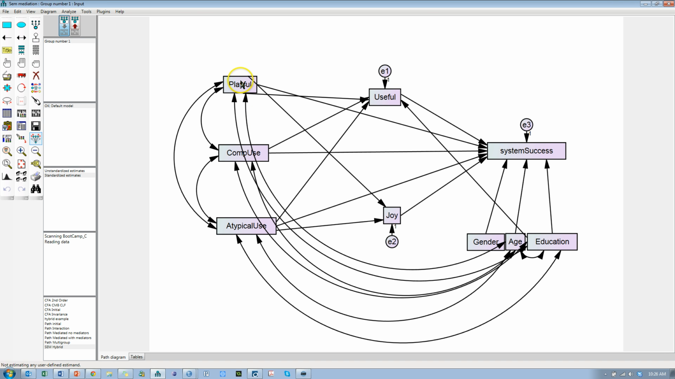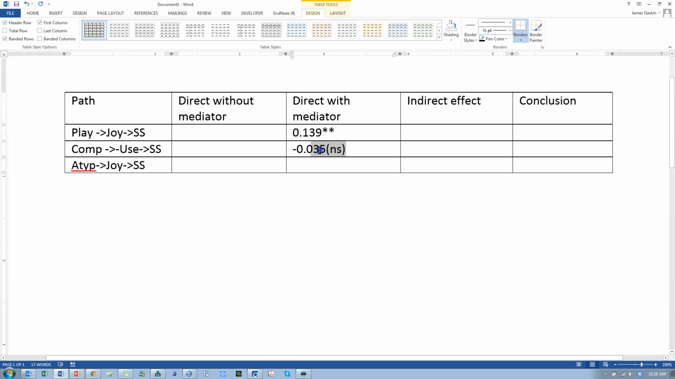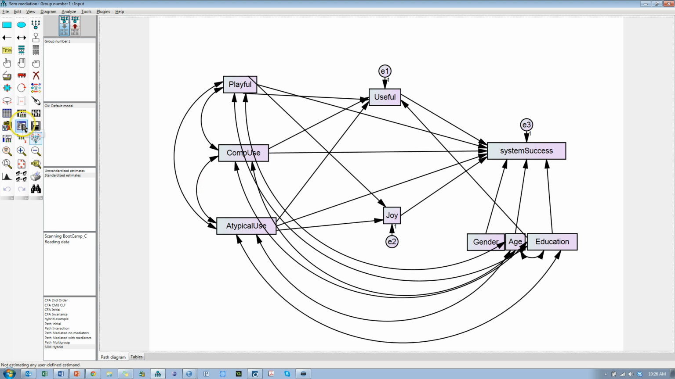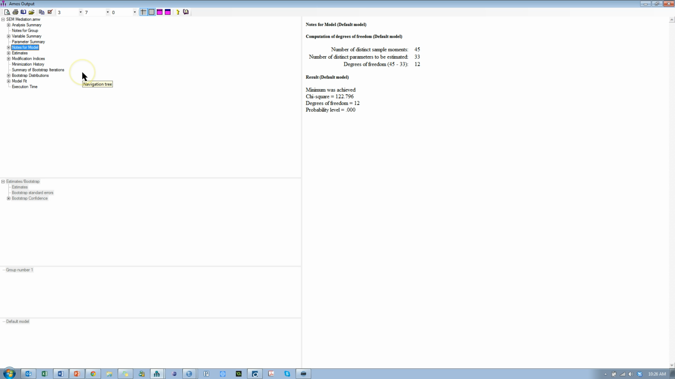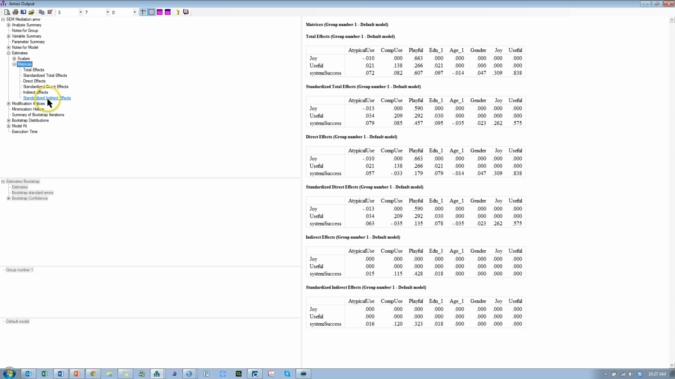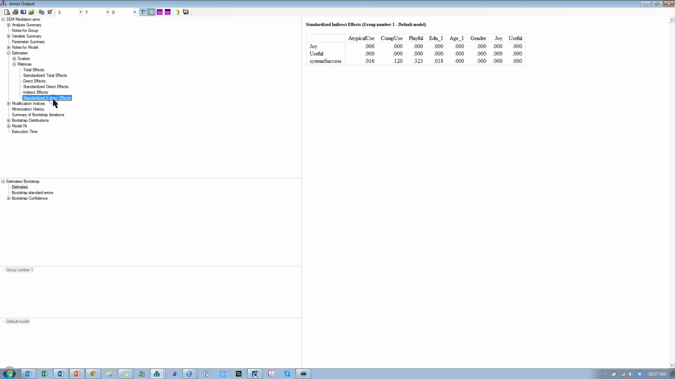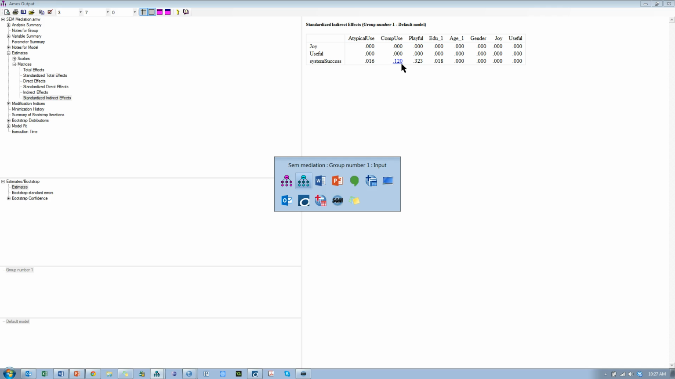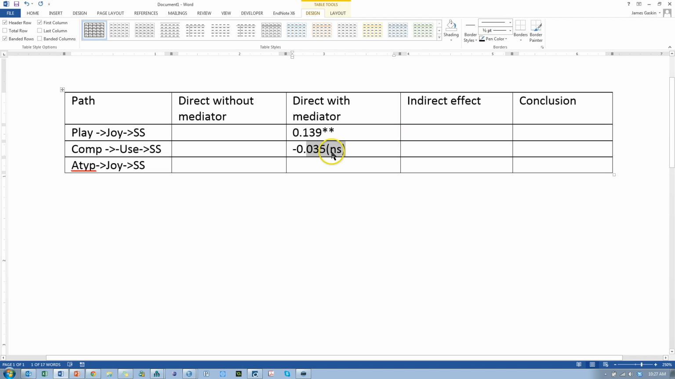This time I'm checking this second one. I need to go back and do this first one, but I'm checking this second one, comp to SS. My output came out down here. Okay, the bootstrap results are in a nice hidden place. We're going to go to matrices, standardized indirect effects. Here is the effect from, I'm looking for comp to system success. It's 0.12. So let me throw that in there, 0.12. Over here on indirect effect, 0.12.